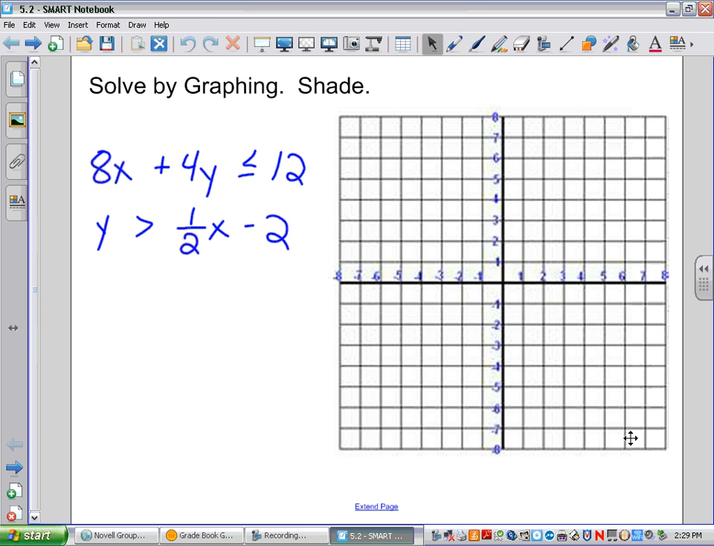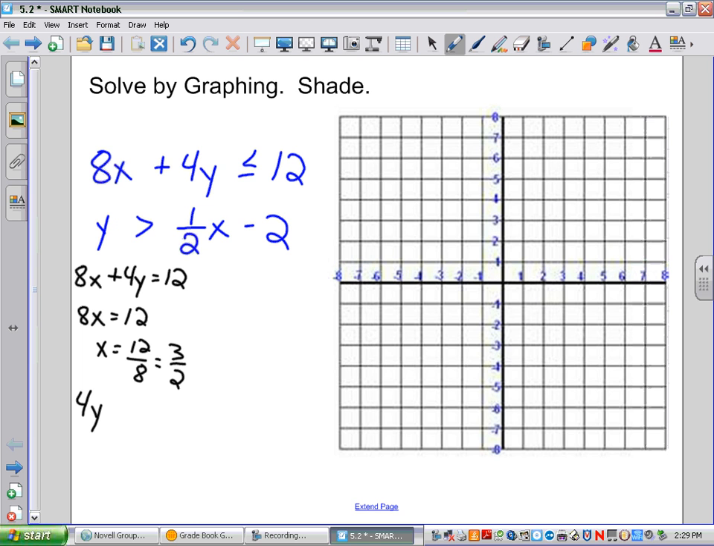And what I mean by that is take the first one, which is 8x plus 4y, and make it equal 12. And then that's in standard form. So we can find the intercepts by going 8x is 12, so x is 12/8. In other words, divide by 4, that's 3 halves or 1.5. And your y-intercept would be found by 4y is 12, so your y-intercept is 3. So let's go graph that line.